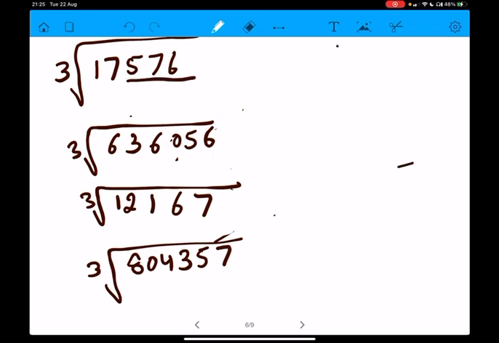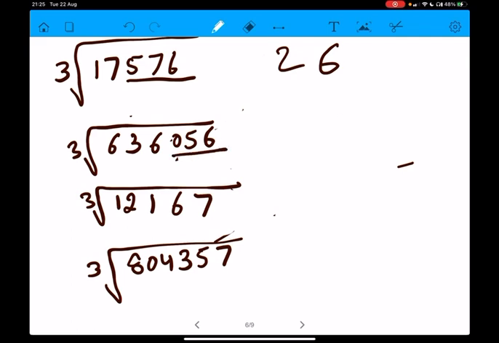17576. The number ends with 6, so the cube root has to end with 6. 17: 2 cube is 8, 3 cube is 27. So it is greater than 2 cube and less than 3 cube. So it is 26.